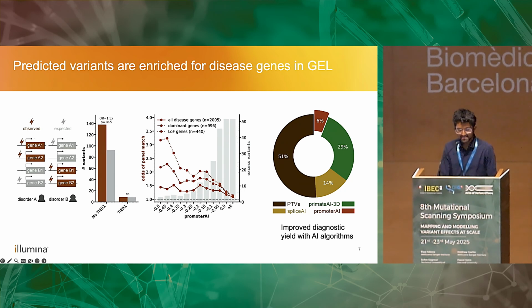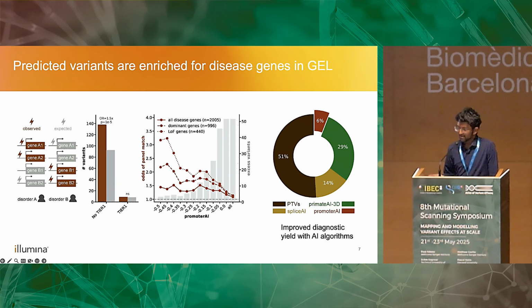You'll see that promoter A gets about 1.5-ish enrichment. There's definitely room for improvement, but this still lets you do these kinds of diagnostic yield analysis. So what you do here is you basically run this enrichment test for all different kinds of variants. For instance, if you do it with PTVs, you'll basically check if there are PTV variants within these panel genes, and you'll see that 50% of the cases can be explained with PTVs. I mean, this is 50% of diagnosed cases, basically.